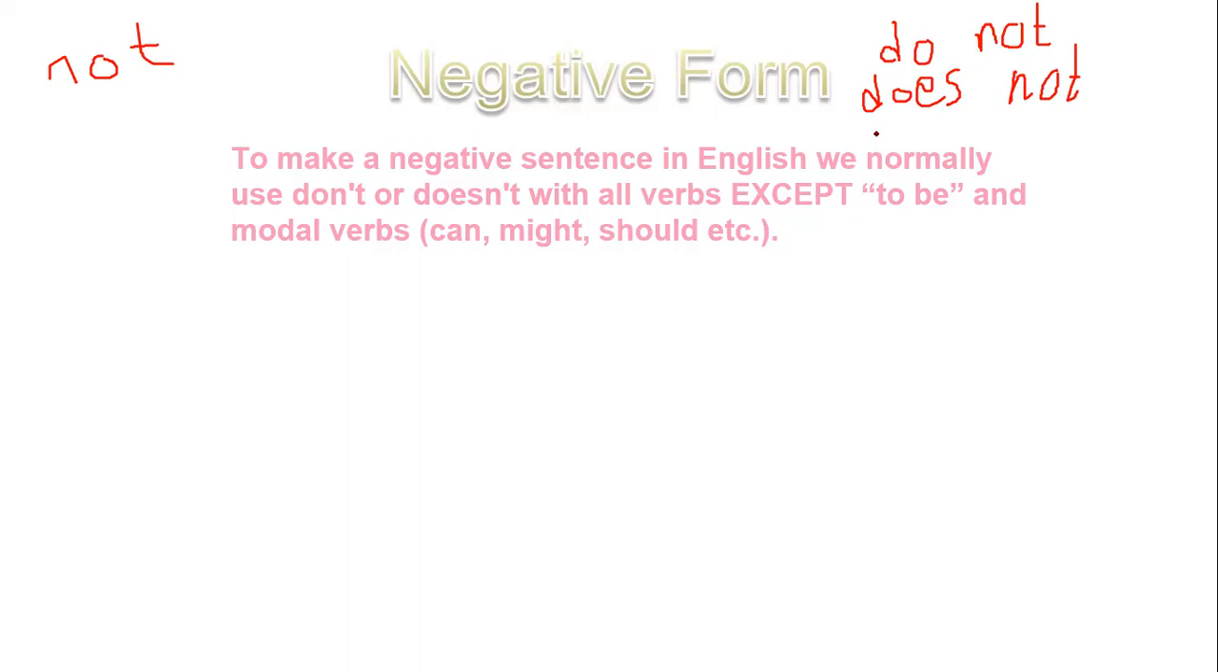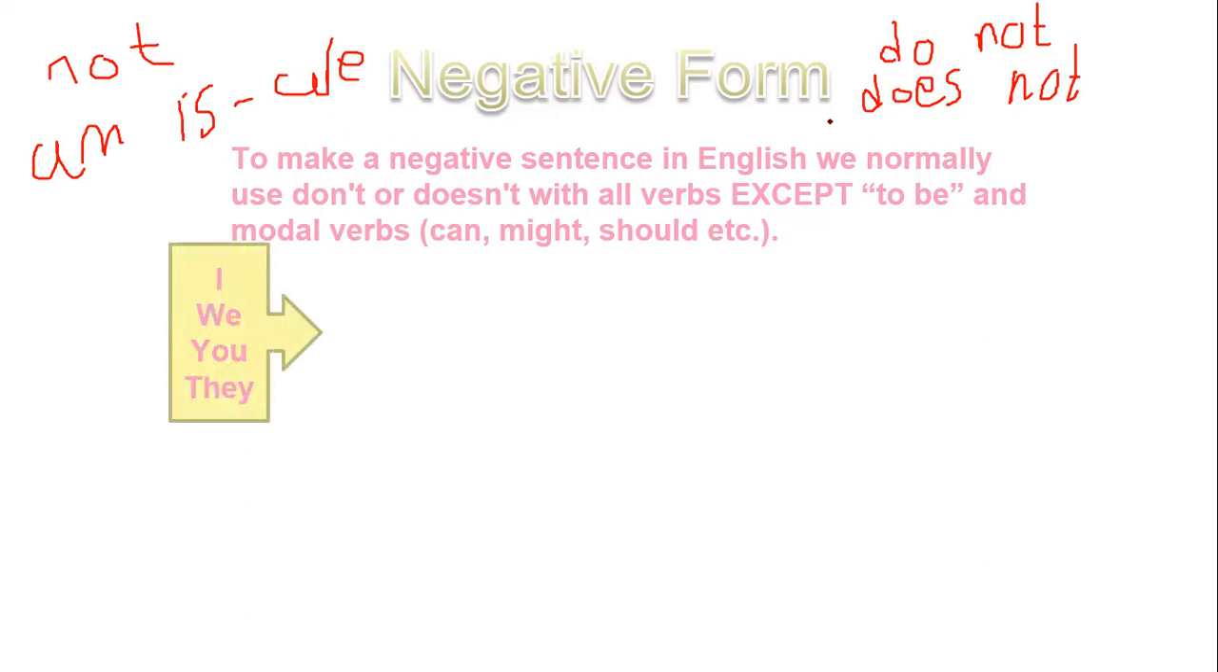Do not is for the plural subject, does not is for the singular subject. We use do not and does not with the action verbs. But if I have the verb to be in the present, which is am, is, or are, then I do not use does not or do not. I just say I am not, she is not, they are not. I just add not after the verb to be. But if I have an action verb, then I have to use do not and does not.